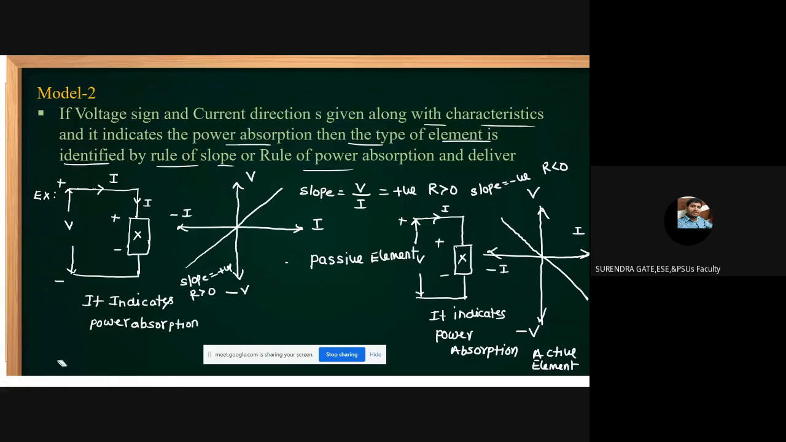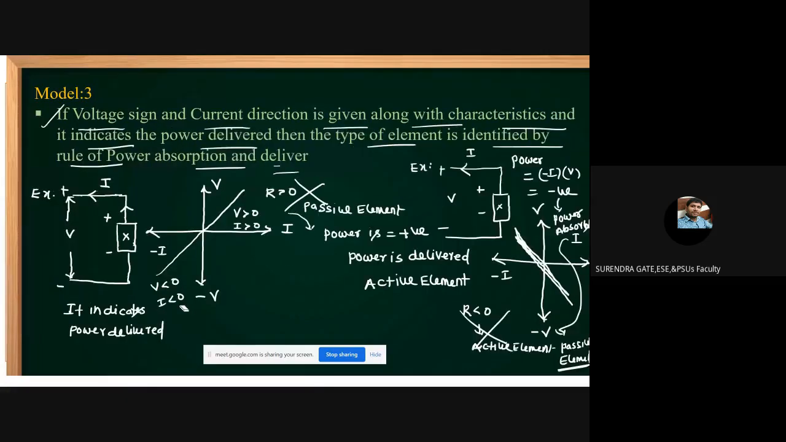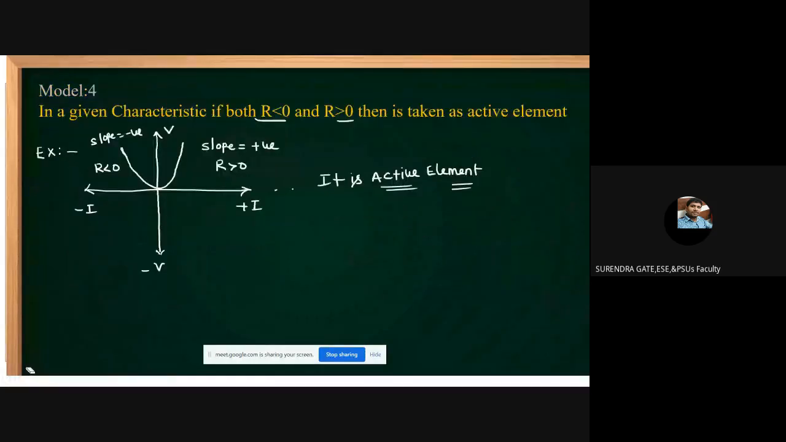But in the third model only, go for the power calculation. Yes, we can easily identify if power is positive. If the power is positive, power is delivered. If the power is negative, power is absorbed. Just remember these two statements. That is enough. The first and second models you solve based on the slope. The third model you can solve based on the power. The fourth model, all of you know this.